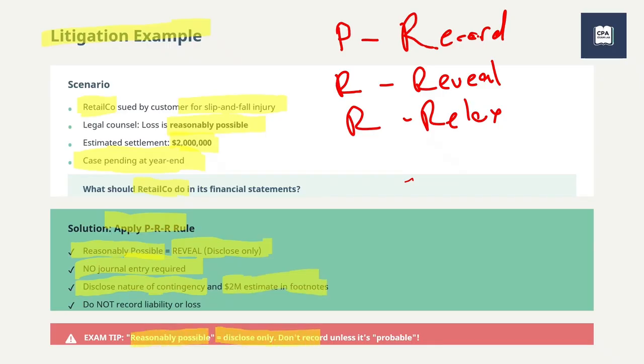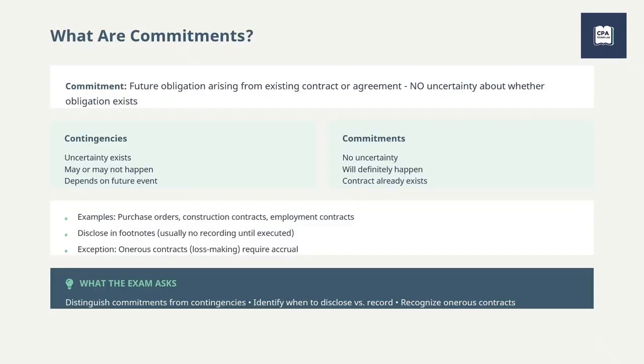Here is the exam tip: if it's reasonably possible, we disclose only. We do not record unless it's probable.